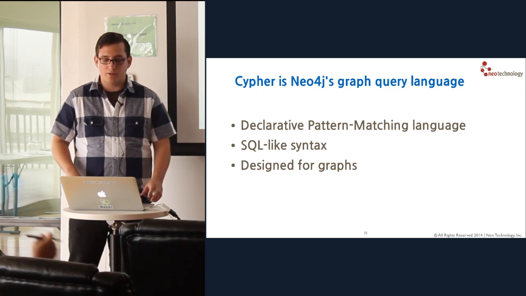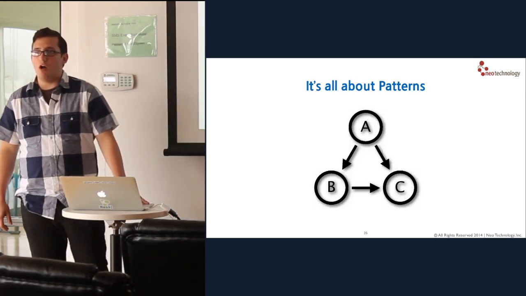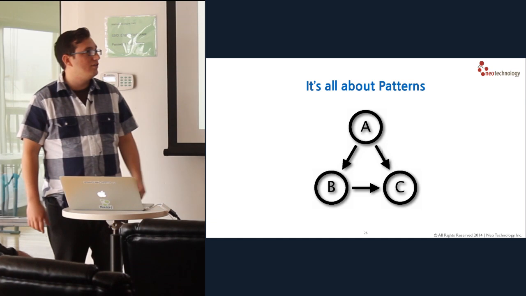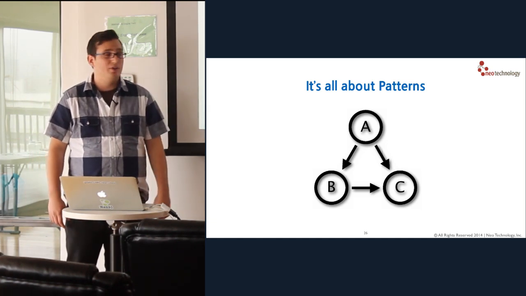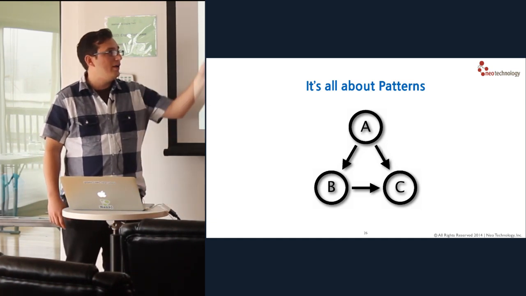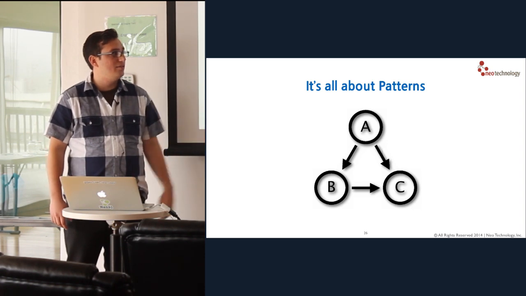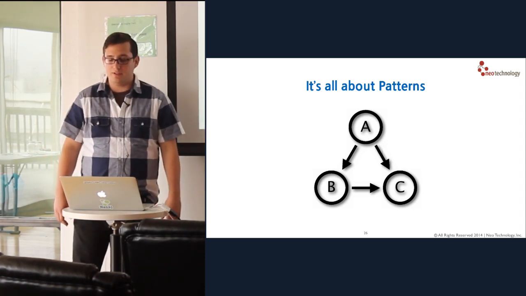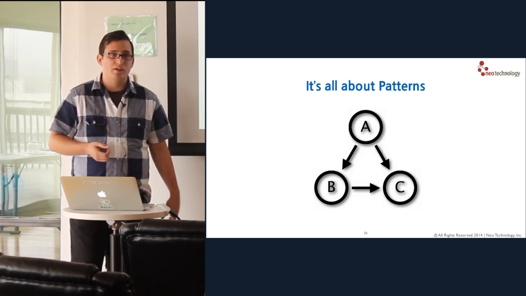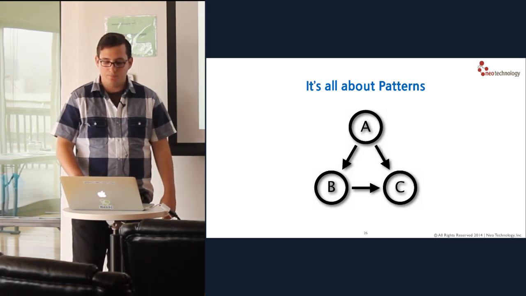So how does that work? I like to say that it's all about patterns. And a pattern is really a configuration in your graph. So here we have this pattern where A is directly connected to B and then C. And we see that B is connected to C. So this describes some pattern that exists within our graph.